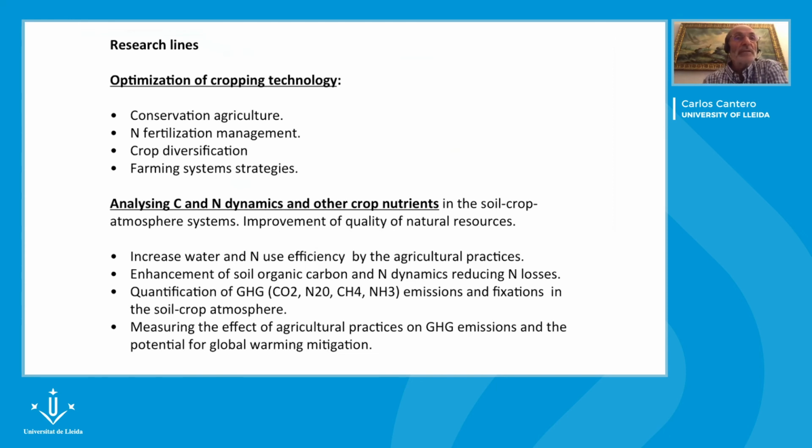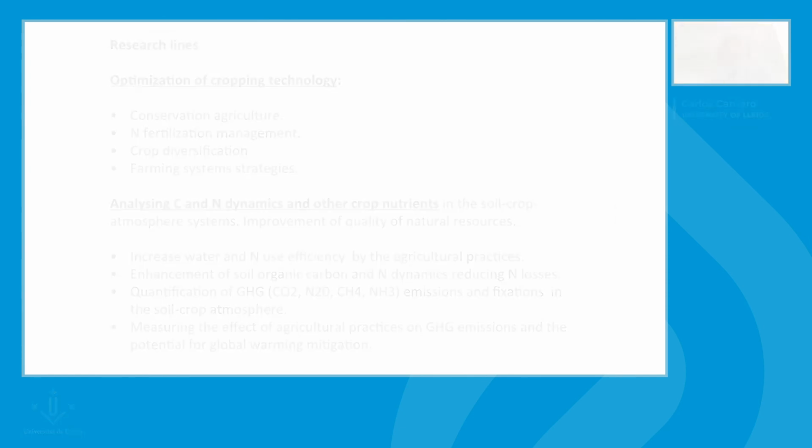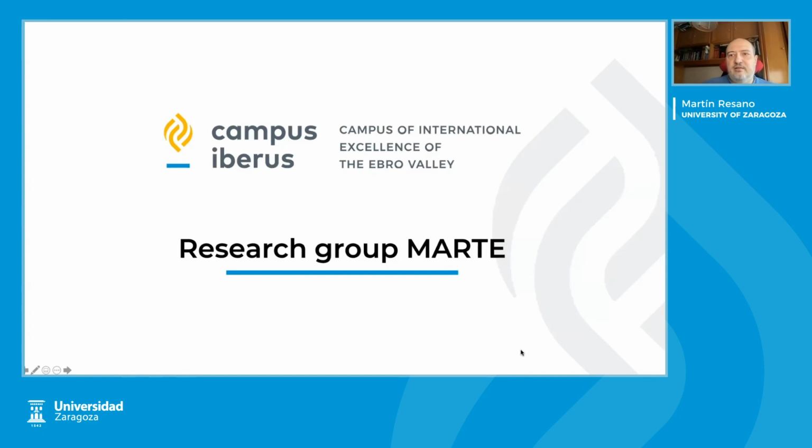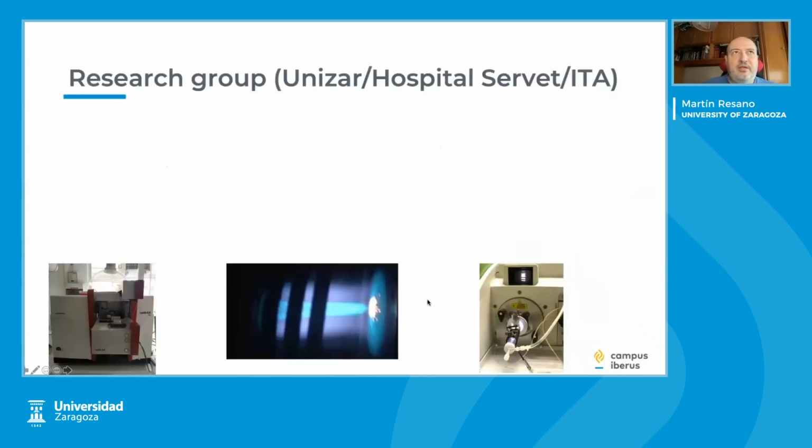The main topics of the research are the optimization of cropping technology and the analysis of the carbon and nitrogen dynamics and other crop nutrients. This research is important because it provides integrated knowledge for the agronomic, environmental, and economic aspects of the cropping technology. We are trying to solve the aspect of the sustainability of the agricultural production systems to feed the population in the coming decades.